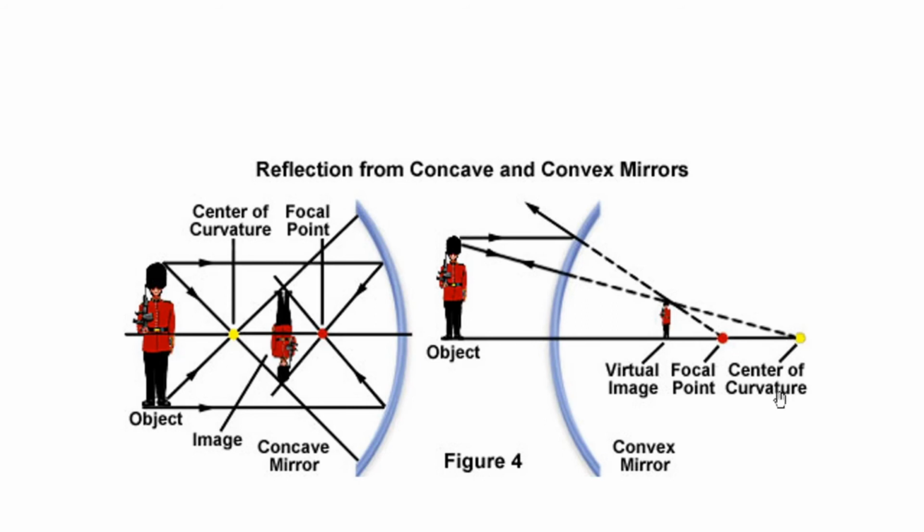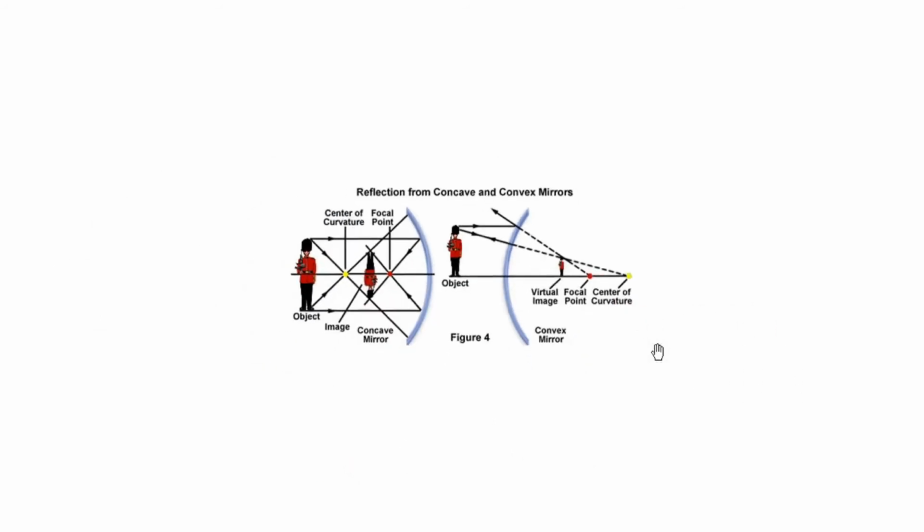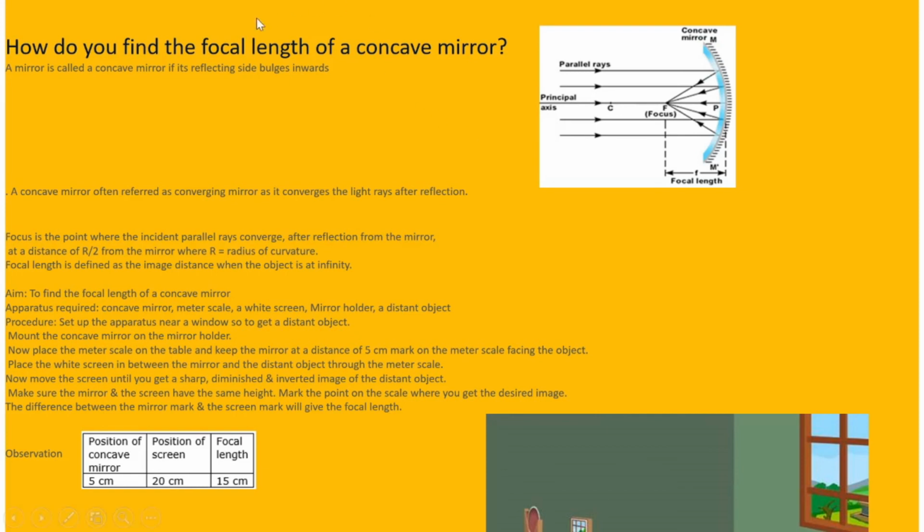See here, the center of curvature is here. This is another topic: how do you find the focal length? Now we have seen the focal point, the focus point, and how the rays pass through the focus. Now how can we find the focal length, from where they are meeting? Okay, by using a concave mirror.